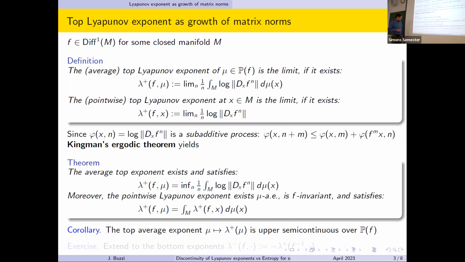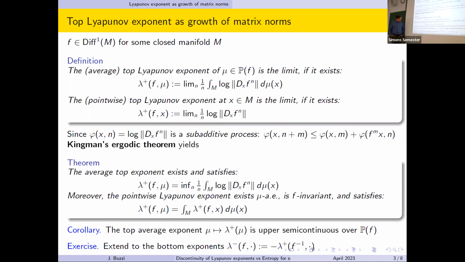Now one immediate consequence of this formula is what we have been talking about for a long time, which is that this average exponent is upper semi-continuous. This is now direct just because it is an infimum of continuous functions. The definition of the weak star topology exactly tells you that these are continuous functions of the measure, since this is a continuous function of the point. So we have this upper semi-continuity for the exponent as soon as we are C1 on a compact manifold.